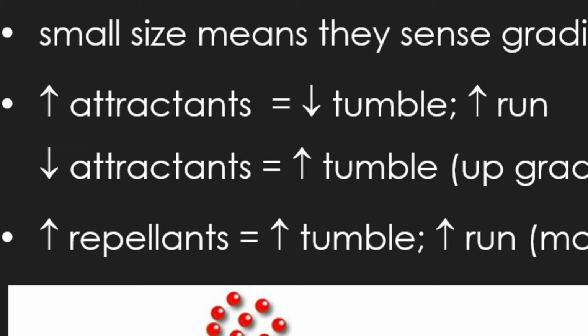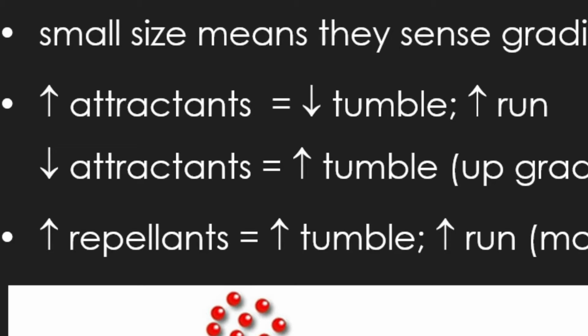As they move randomly, when they find a higher concentration of something they like, they stop tumbling and they run in that direction. And if they move past that increased concentration and the concentration of what they like, the attractant, has started to go down, they tumble so that they can go back into that area. So they change direction, trying to get back into the high concentration.